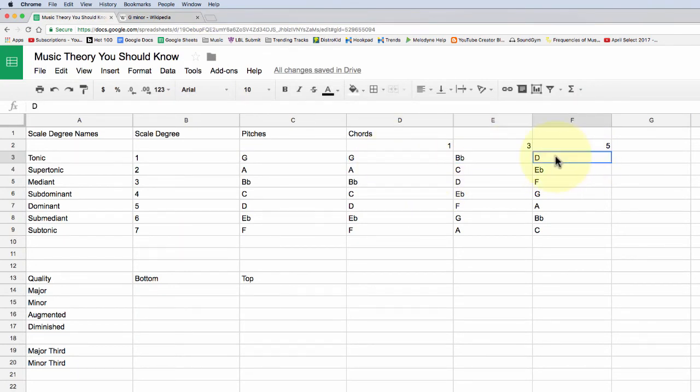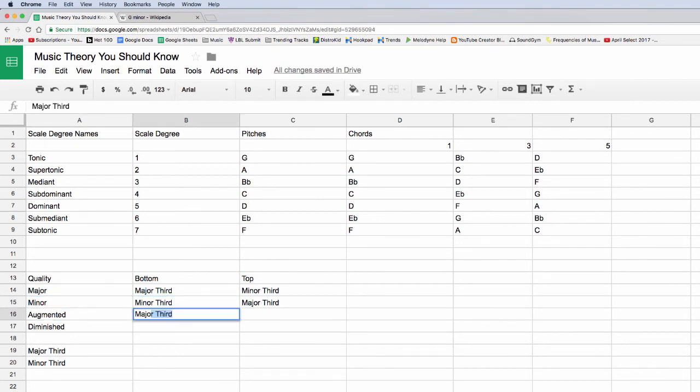So these are stacks of thirds, and depending on the type of third that is involved here, that's going to determine the quality. Okay, and so we have a bottom interval, and we have a top interval. Let's look at all the different possibilities. So if we have a major third on the bottom and a minor third on top, that's going to give us a major chord. And the minor chord is the opposite. If we have a minor third on the bottom and a major third on top, that's going to give us a minor chord.